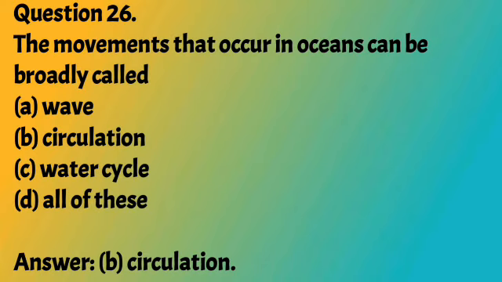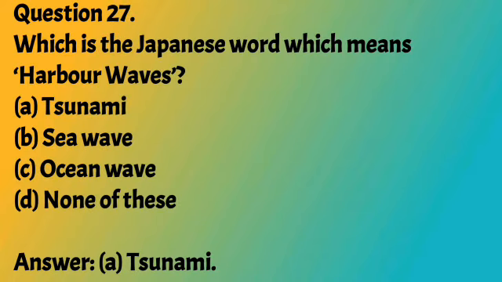Question 26. The movements that occur in oceans can be broadly called A. Wave. B. Circulation. C. Water cycle. D. All of these. Answer B. Circulation.